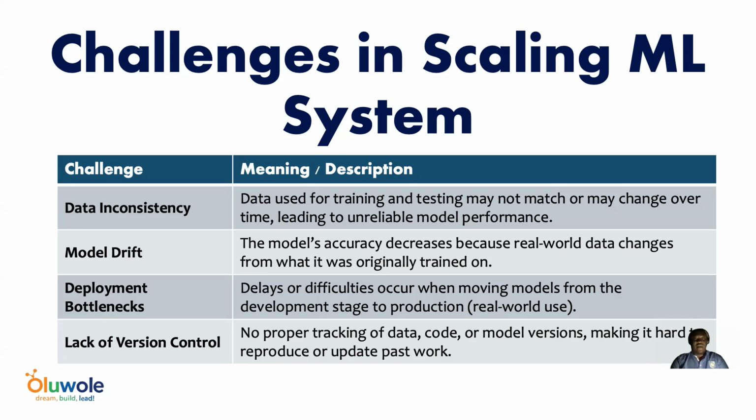All right, so then you have what you call deployment bottleneck. This one is always very common. What is deployment bottleneck? There are always delays and difficulties that occur when you are moving models from the development stage to production. Yes, because you have to carry along all stakeholders.